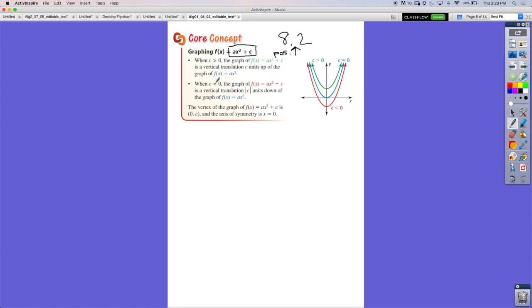If c is less than 0, which means it's negative, your parent function, which is the blue one, is going to move down. Okay, two key things that you need to know. Your vertex is always going to be 0, c. That has to be in this format. If it's not in this format, it's not always going to be c. We'll talk about that later. Also, your axis of symmetry is always going to be x equals 0, because we're only moving it up and down, we're not moving it left and right.